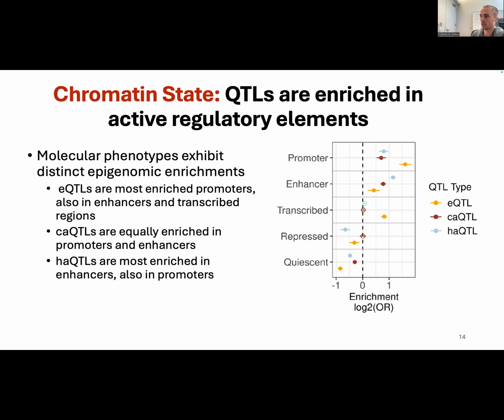So, chromatin state. We annotated the QTLs using chromatin states determined by chromHMM in the EpiMap repository. And we saw, consistent with previous findings, that eQTLs were primarily enriched in promoters and had lower enrichments in enhancers and transcribed regions, whereas the chromatin QTLs, CA-QTLs and HA-QTLs, were primarily enriched in promoters and enhancers. You could see that there's a slightly increased enrichment of HA-QTLs in enhancers, and this is likely because H3K27 acetylation is primarily a marker of active enhancers over promoters.